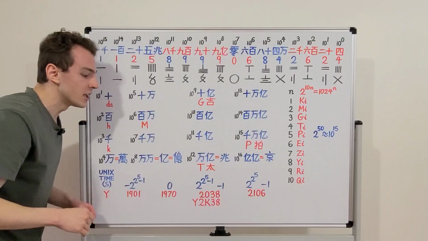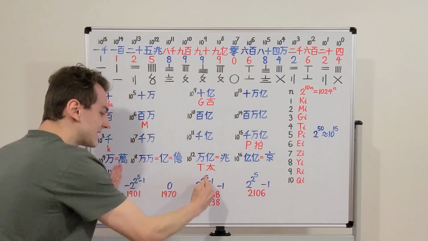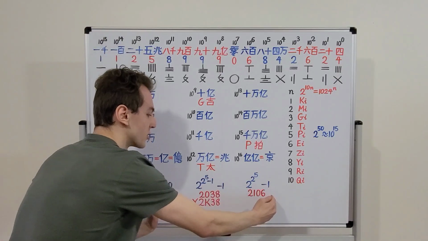What if we instead use an unsigned 32-bit integer? Then instead of this range, which includes negative values, we just have positive values over here.